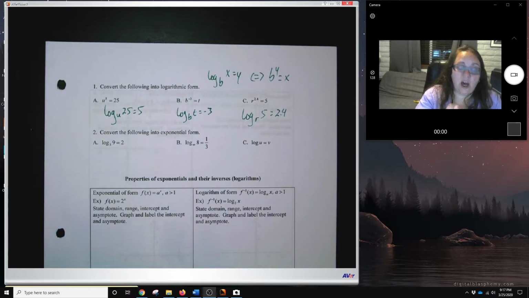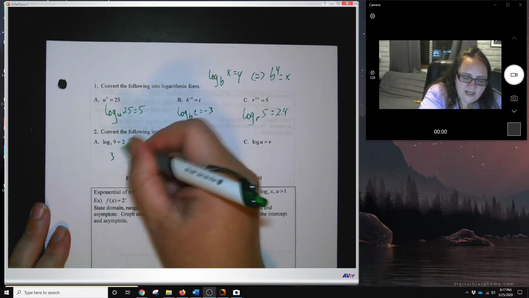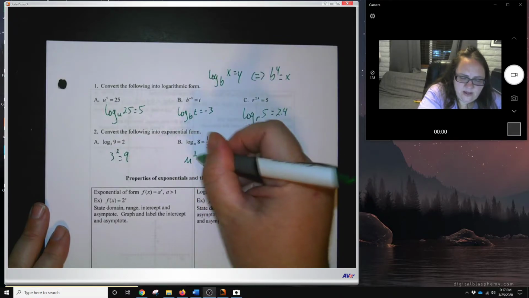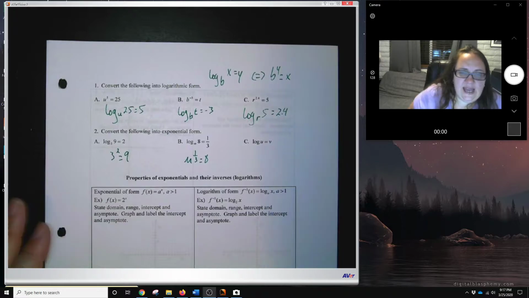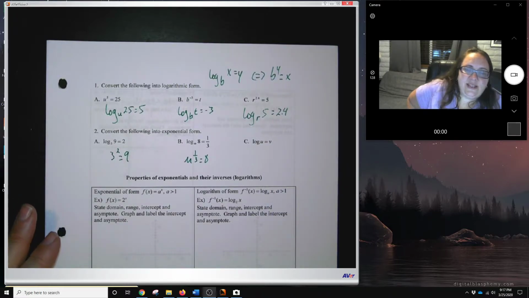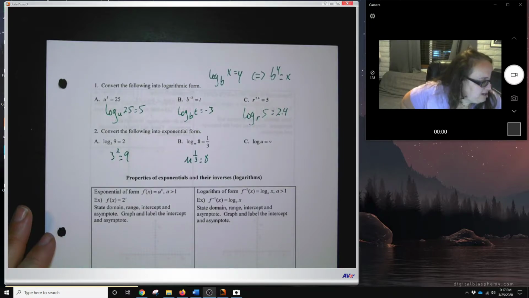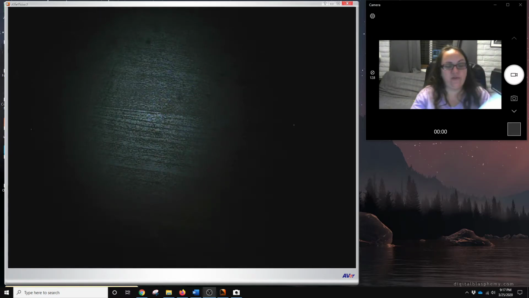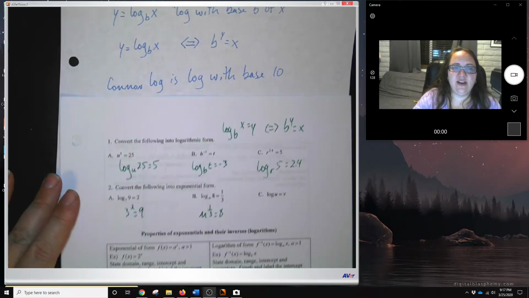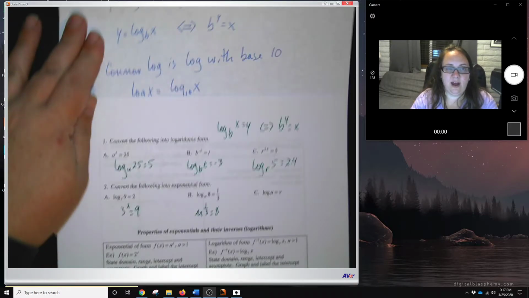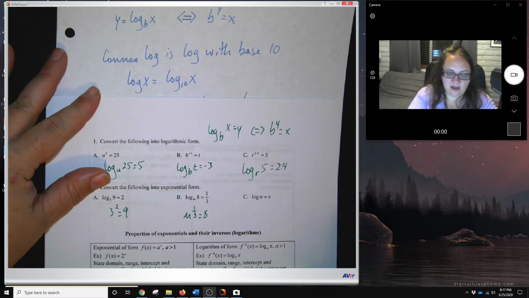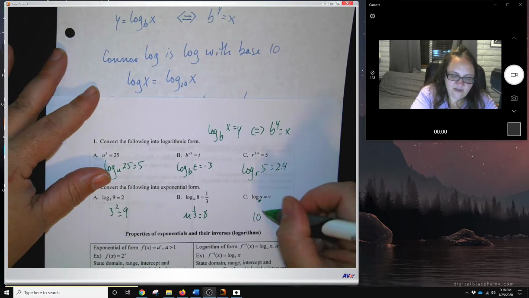And then going the other way, this would be 3 to the 2 equals 9. This would be m to the 1/3 equals 8. And now here on letter C, we don't have a base written. So let's grab page 119 again and make a quick note for ourselves that if there is no base written, it is the common log. So the common log is log with base 10, and if we don't write a base, then we mean the common log. So then there's an invisible 10 here. So then this would be 10 to the v equals u.